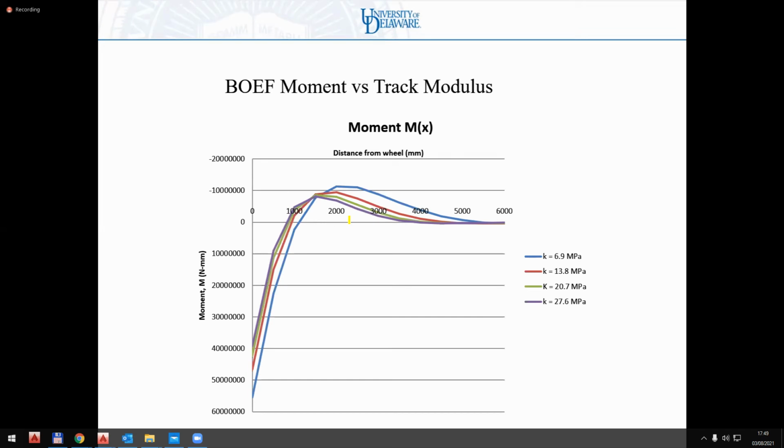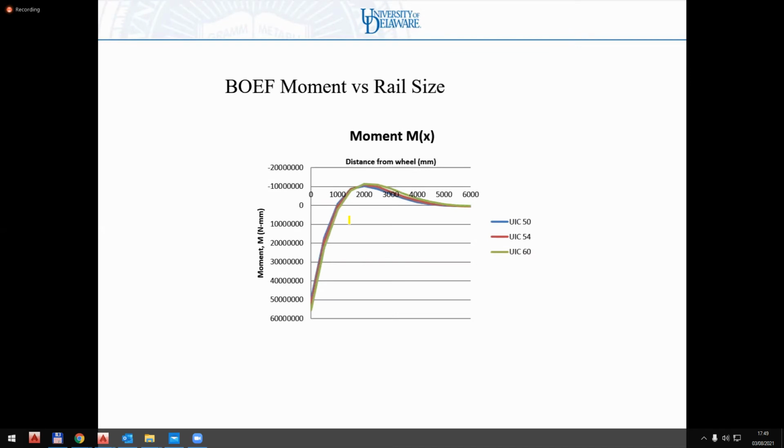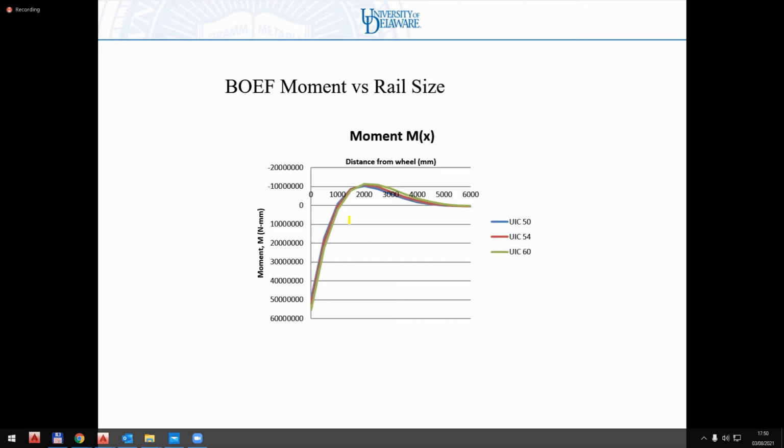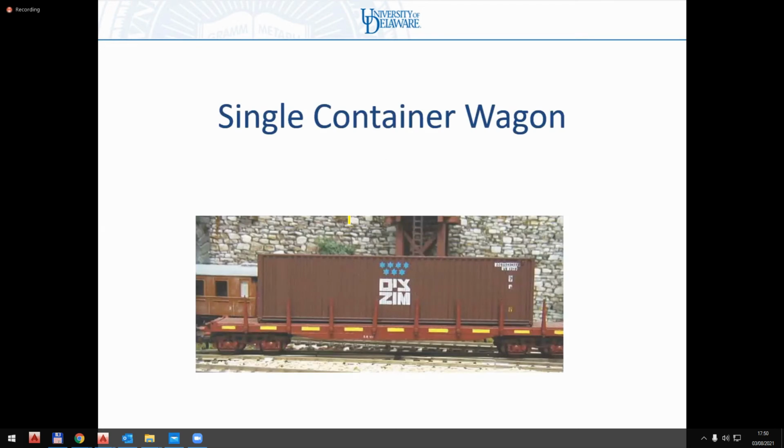Moment versus track modulus. The higher moment with the softer track modulus again. Rail size has a very tiny effect because it only enters into the fourth root. So that's the effects. Okay, so the real world is not a wheel, though.